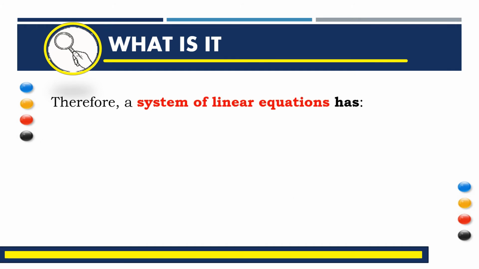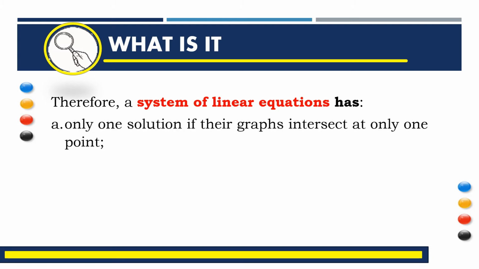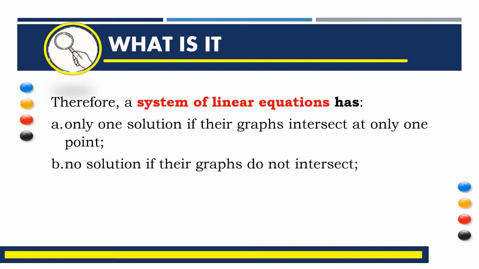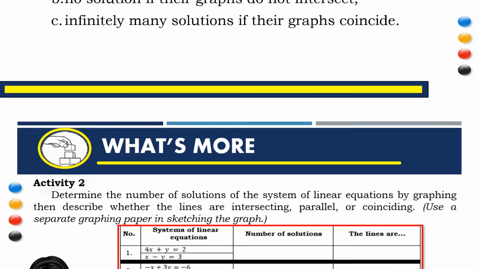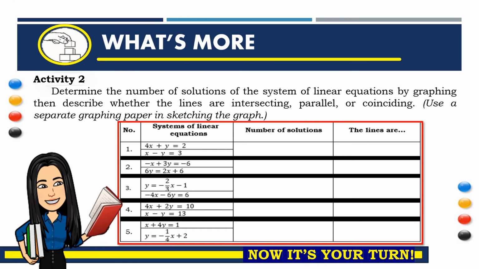Based on the discussion, we can conclude that a system of linear equations has only one solution if their graphs intersect at only one point, no solution if their graphs do not intersect, and has infinitely many solutions if their graphs coincide with each other. So that's it on the systems of linear equations in two variables under graphs.